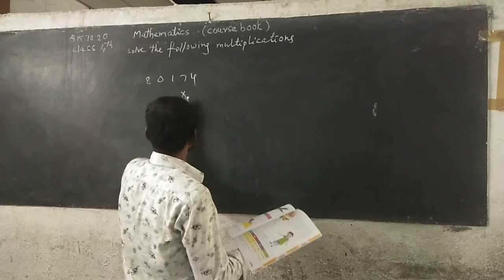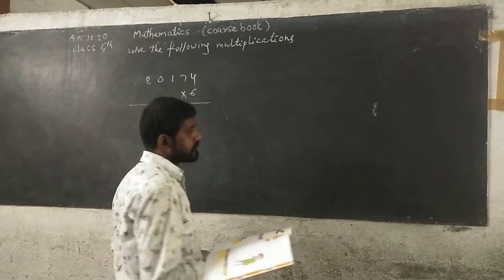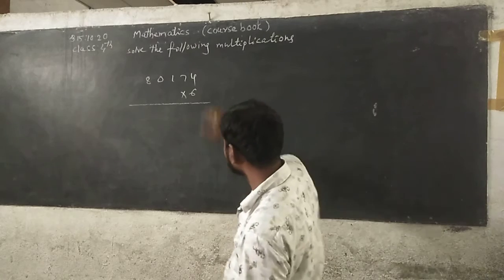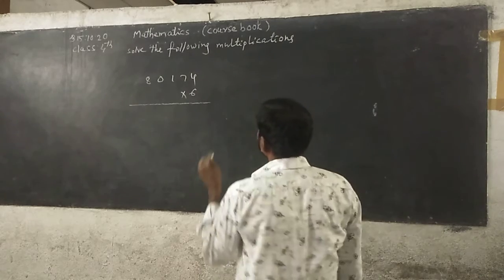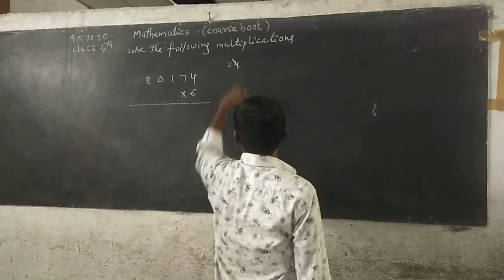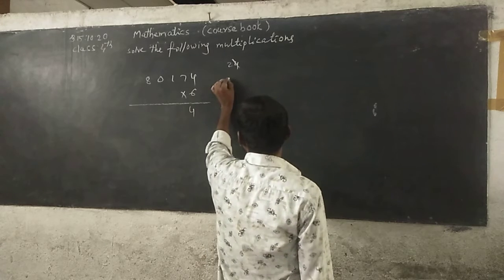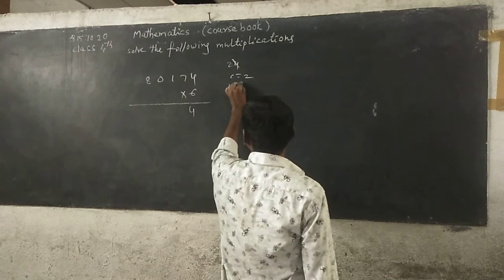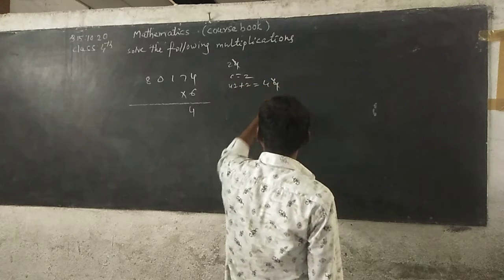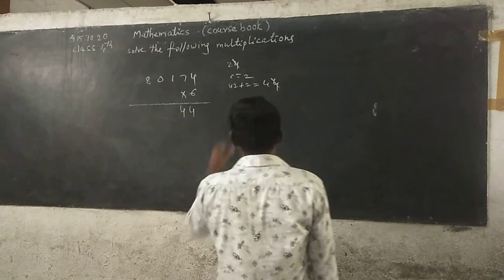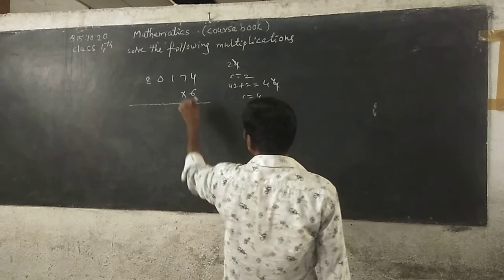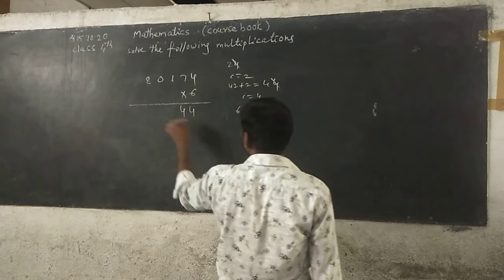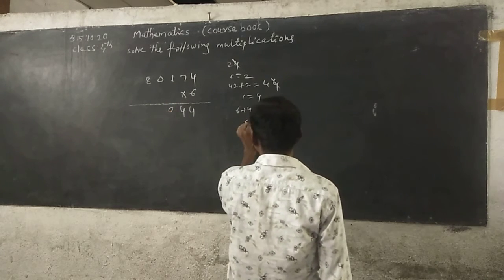80,174 into 6. First multiply the digit in the ones place with 6. 6 4s are 24. So 4 you take, write down. Now carrying 2. 6 7s are 42. 42 plus 2 is 44. 4 you take, write down. Now carrying 4. 6 1s are 6. 6 plus 4 is 10. 0 you take. Carrying 1, beta.